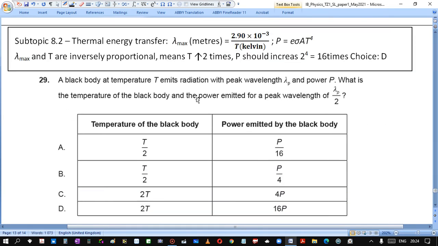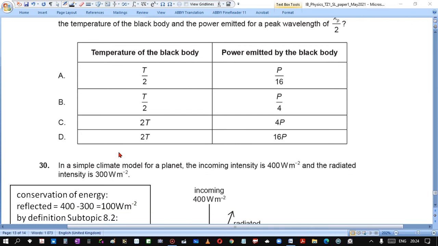Question 29. A black body at temperature T emits radiation with a peak wavelength lambda p and power P. What is the temperature of the black body and the power emitted by peak wavelength of lambda over 2? So subtopic 8.2, lambda maximum formula, power formula. Lambda maximum and temperature are inversely proportional, means temperature increased 2 times because lambda decreased 2 times and P should increase 16 times. So choice D.